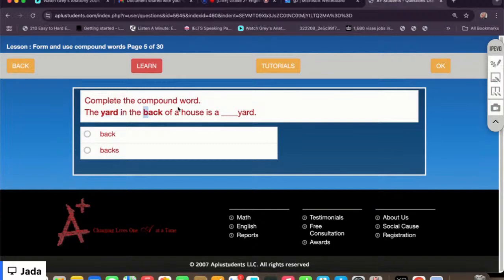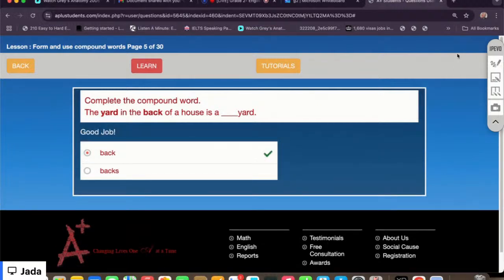So we have the yard in the back of a house is what? What is it called? The yard at the back of the house is called what? Give me your answer. So we have backyard, okay? Backyard.